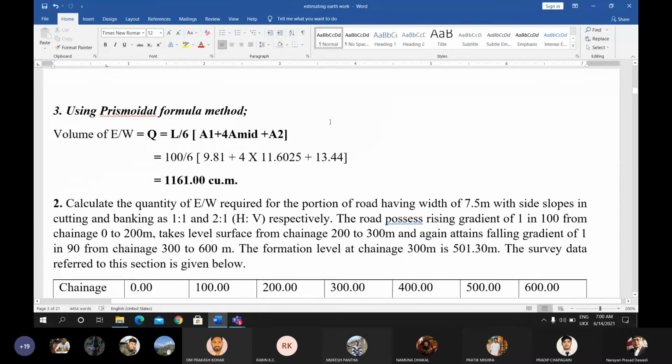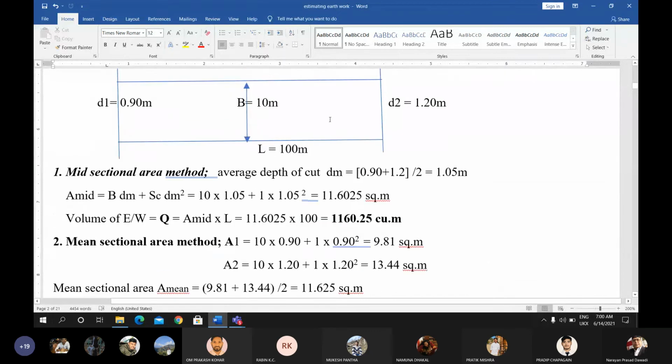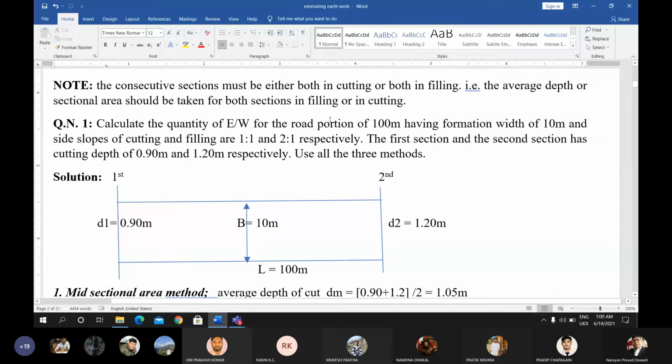So in this way you can calculate the ortho. This is the ABCD for the calculation of quantity of ortho.